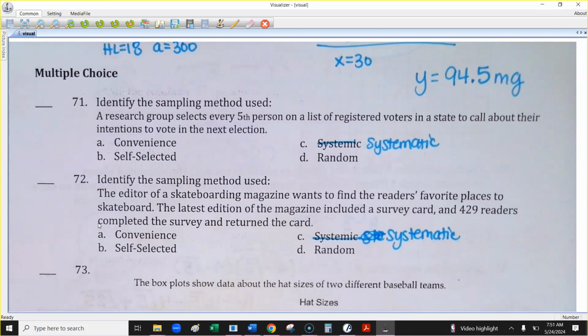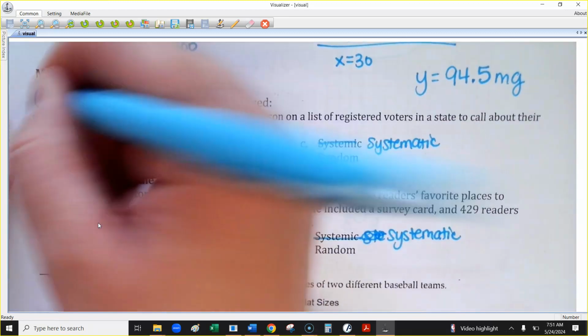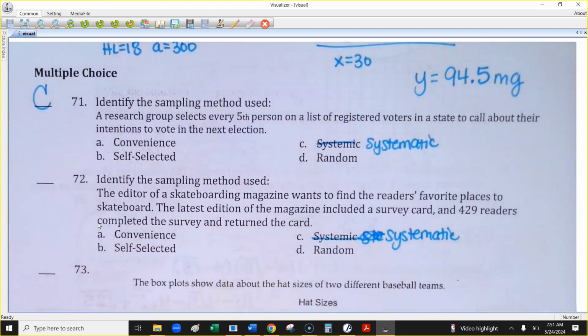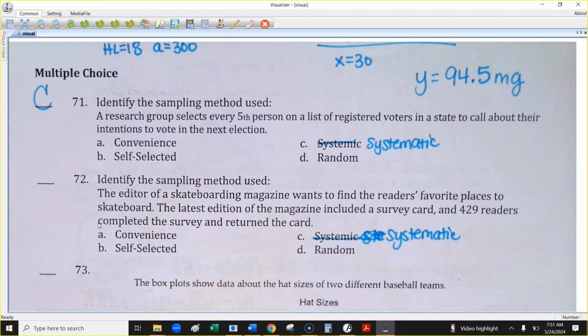Do you remember what kind this is? Which one of the 4 methods that we talked about? Remember? Oh, you guys just said it. Yes, this is the systematic, the one I totally spelled wrong. It's like every 10th person, every 5th person, every 3rd person, whatever. If it's every so many people or objects or whatever you're trying to collect data from, it's systematic.